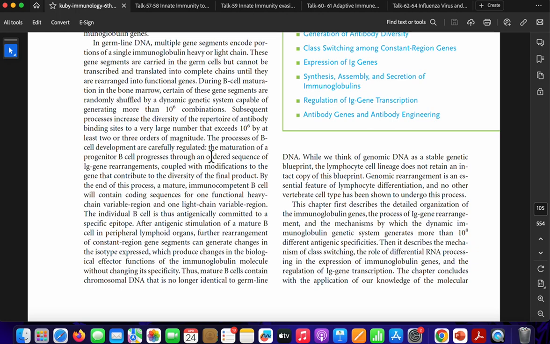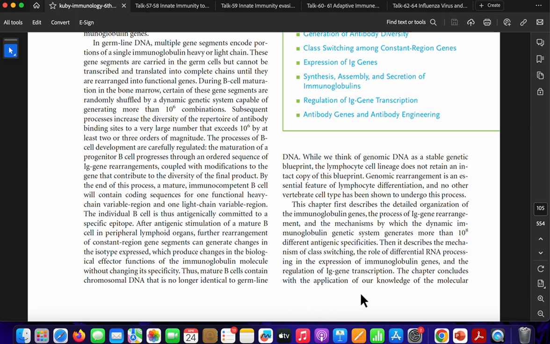the processes of B cell development are carefully regulated. The maturation of a progenitor B cell progresses through an ordered sequence. So you can see that the individual B cell is thus antigenically committed to a specific epitope. After antigenic stimulation of a mature B cell in peripheral lymphoid organs, further rearrangement of constant region gene segments can generate changes in the isotype expressed, which produce changes in the biological effector functions of the immunoglobulin molecule without changing its specificity. Thus, mature B cells contain chromosomal DNA that is no longer identical to germline DNA.